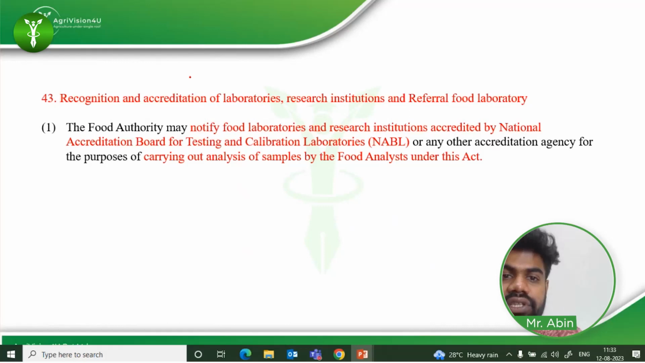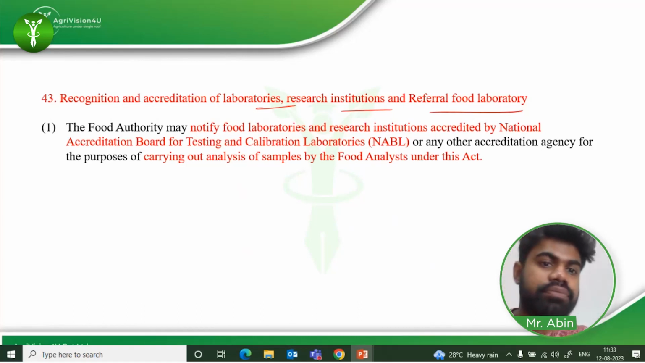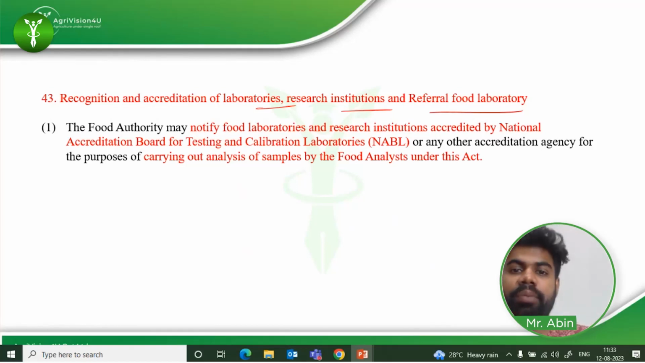Section 43, recognition and accreditation of laboratories, research institutions, and referral food laboratories. So the food authority may notify food laboratories and research institutions accredited by NABL, which stands for National Accreditation Board for Testing and Calibration Laboratories, or any other accreditation agency, for the purpose of carrying out analysis of samples by the food analyst under this Act. So this is the section for laboratories, referral laboratories and all.